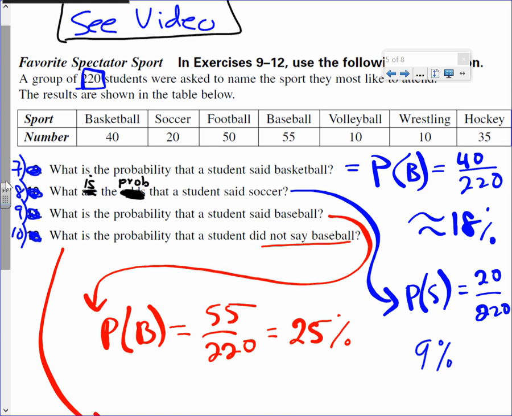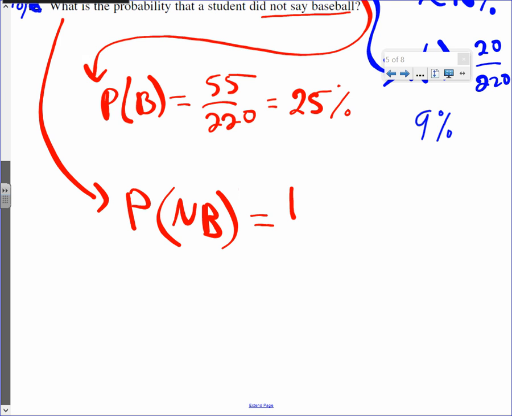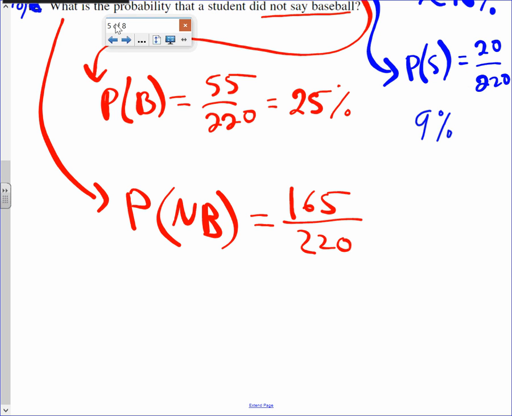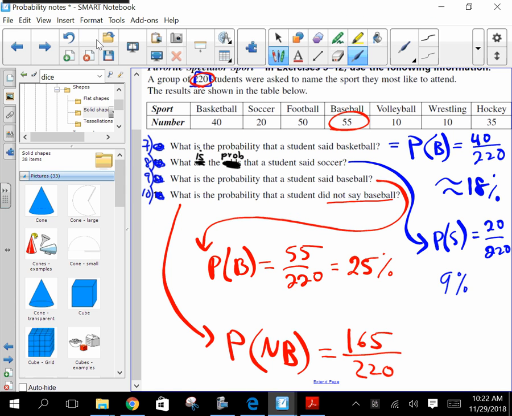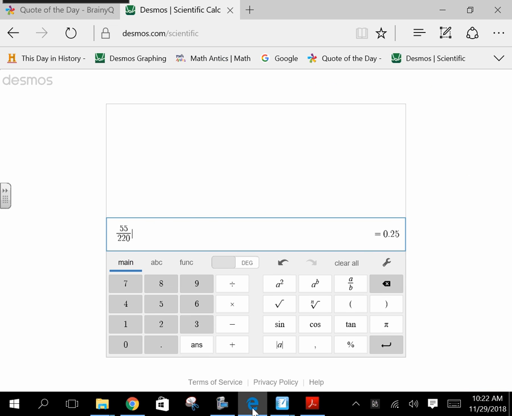How'd you get that? Perfect logic. Those who did say baseball subtracted from everybody. Because those who did say baseball, if you subtracted, what's left over is those who didn't say baseball. 55 said baseball. Take the total, 220 minus 55, you get 165. Good logic. 165 are the amount of students who didn't say baseball. They said some other sport out of 220. Perfect. Let me get my calculator. 165.